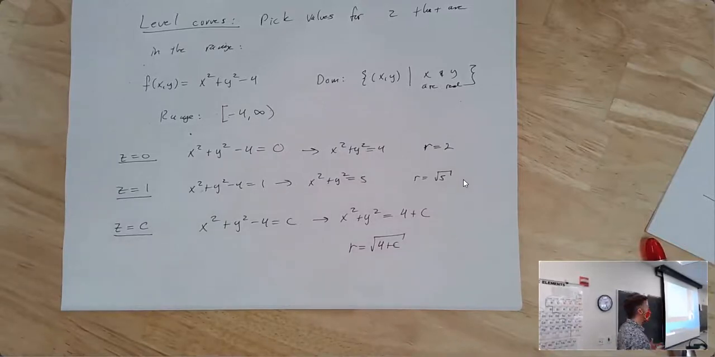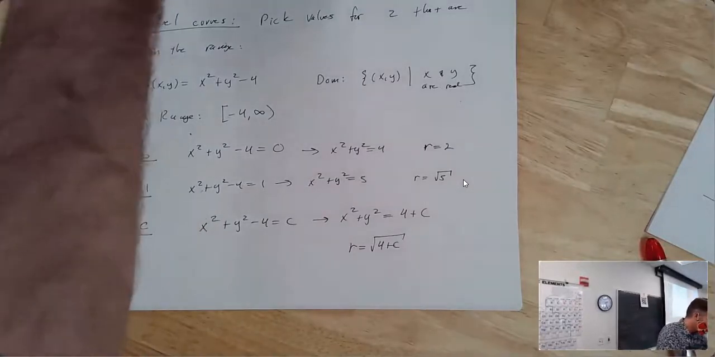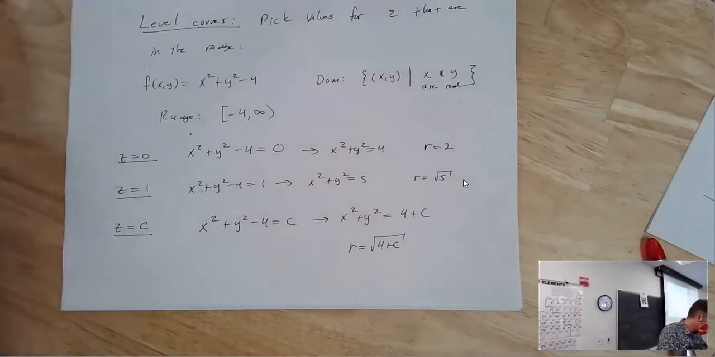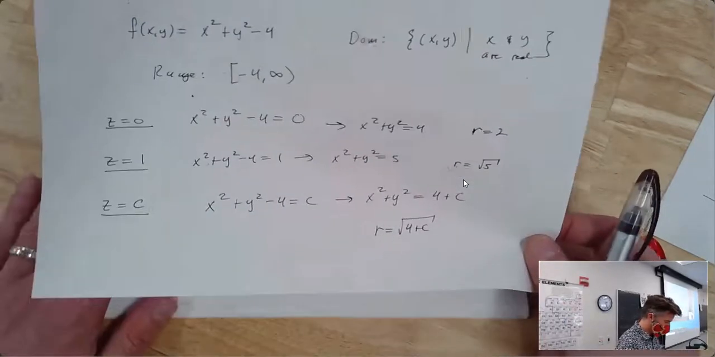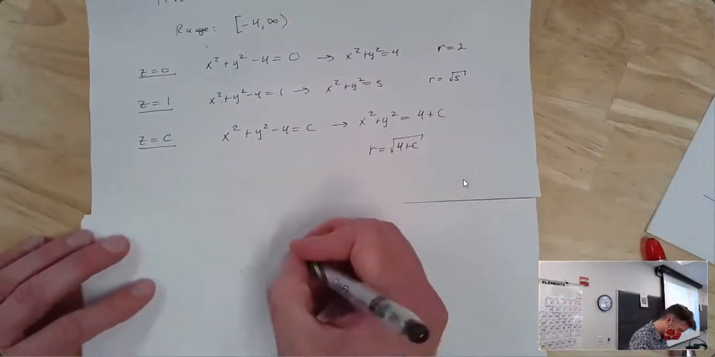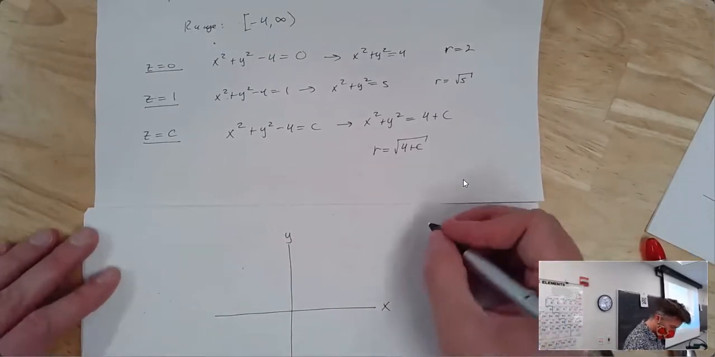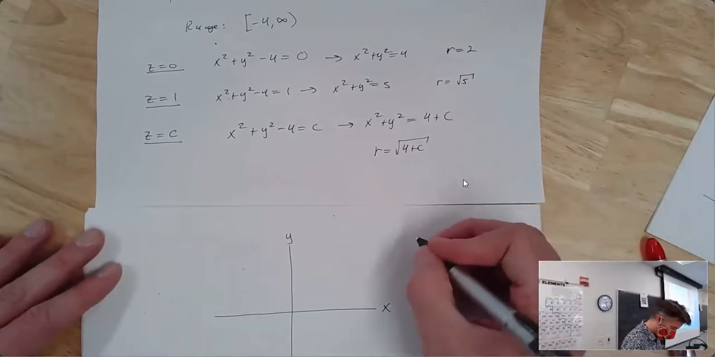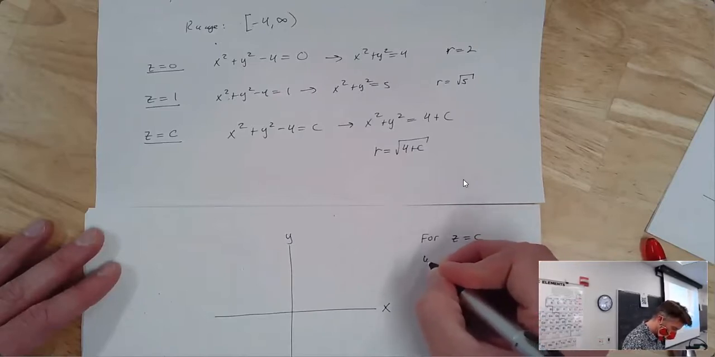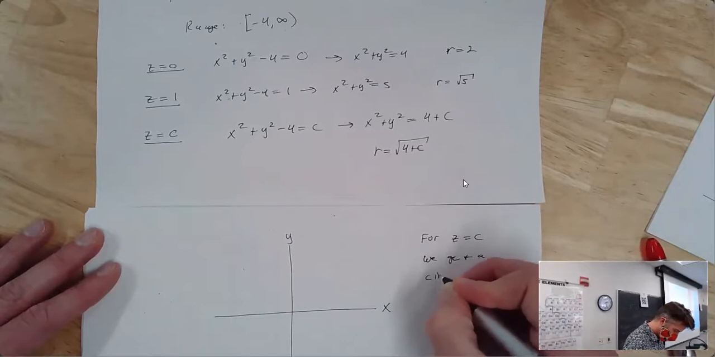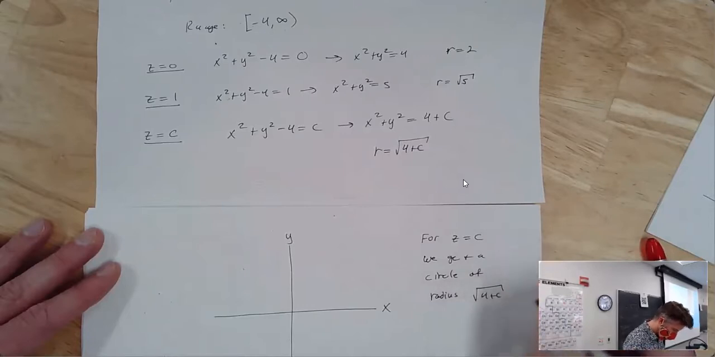So if I wanted to draw, oh, what's the word I'm looking for? Sorry. I want to draw a bunch of level curves in the same plane. Here's how I'm going to do it. I know that for really any c value, our level curve is a circle of radius square root of 4 plus c.